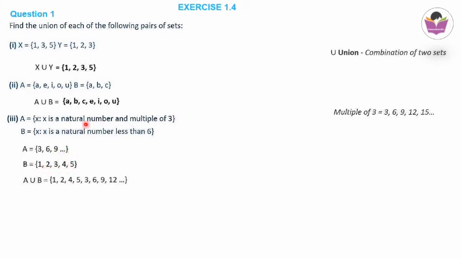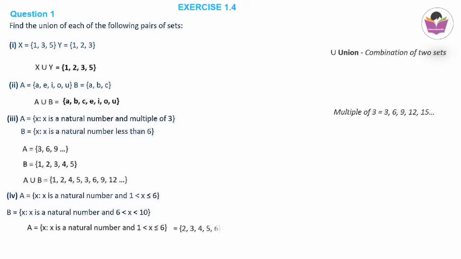Then question number 4: A is equal to the set of x such that x is a natural number and 1 less than x less than or equal to 6. B is equal to x such that x is a natural number and 6 less than x less than 10. Here let's write it in roster form. That is, x is a natural number and 1 less than x less than or equal to 6. You can see here there is no equal to, that means 1 will not be included, starting from 2.